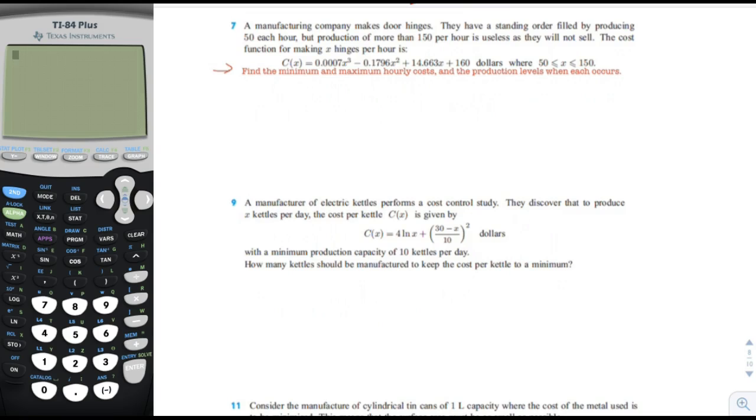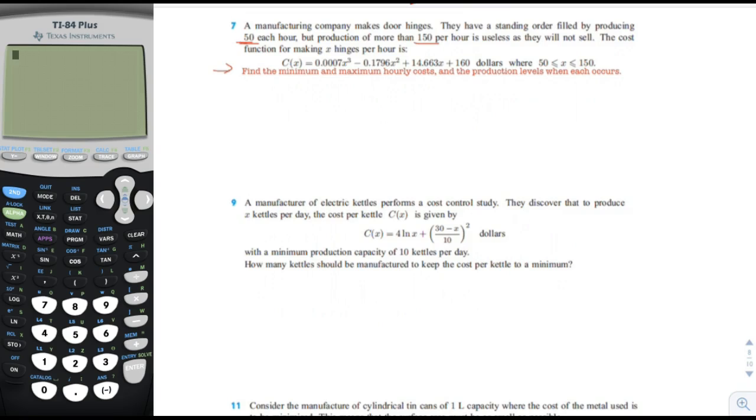A manufacturing company makes door hinges. This is another factory problem. With factory problems, they're all about what is the optimum number of widgets they should make every month to make the most money. In this case, they say that they can make between 50 and 150 per hour. No use making more than 150. They can't sell it. And they do have a minimum of 50 that they can make because they always have somebody to buy those first 50. It's called the standing order.